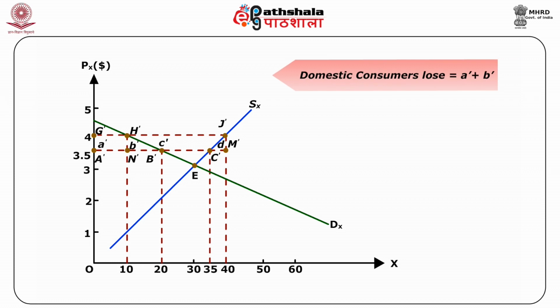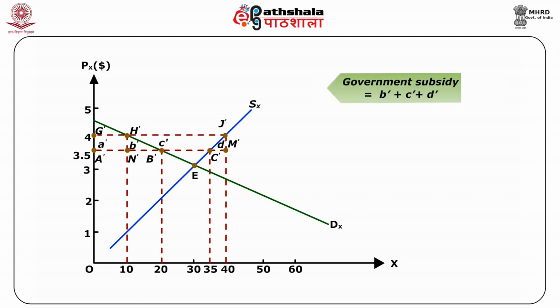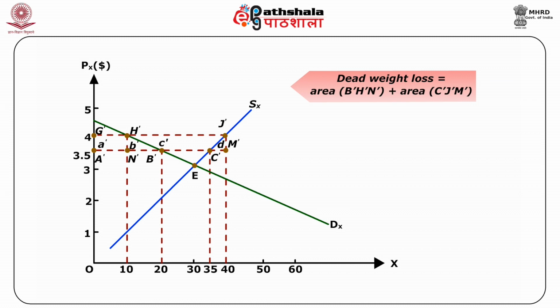Domestic consumers' loss is equal to A plus B. Domestic producers' gain is equal to A plus B plus C. Government subsidy is equal to B plus C plus D. Deadweight loss is equal to area BHN plus area CJM.